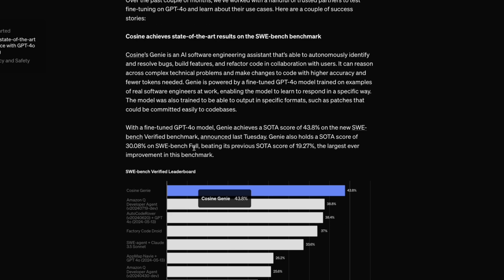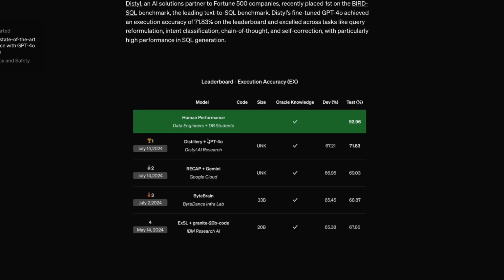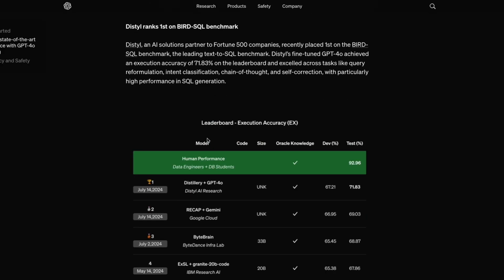But the reason that OpenAI has given with Cosine is compelling. They've got another example, which is Distill, an AI solution partner to Fortune 500 companies. And Distill has scored the top in terms of the text-to-SQL benchmark. I mean, this is one of the most prominent use cases in enterprises. Most of the companies in the world that you come across would have an RDBMS, which stands for Relational Database Management System. And most of these companies have got a bunch of data analysts, data scientists, and SQL admins writing SQL code every single day.